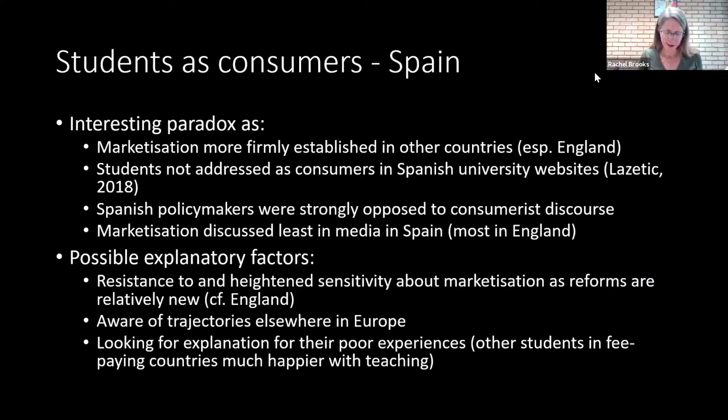And in many ways, this foregrounding of consumerism with respect to the Spanish models, but not in the focus groups in any of the other countries, is curious, as marketisation is more firmly established in several other of the nations, and in England in particular.